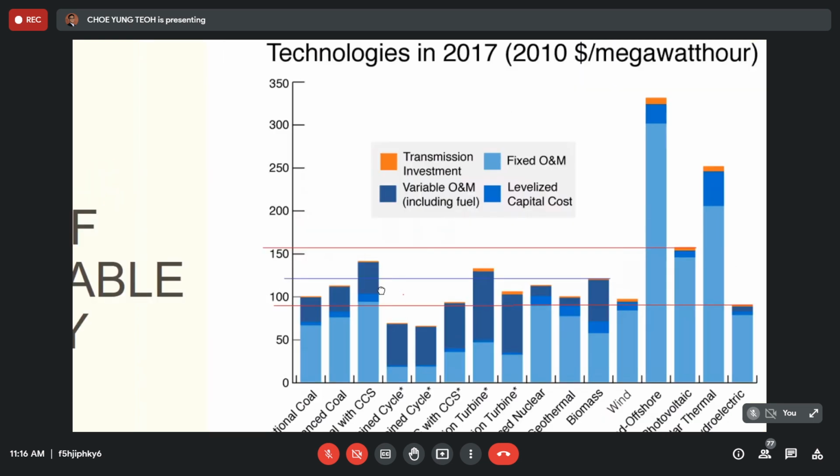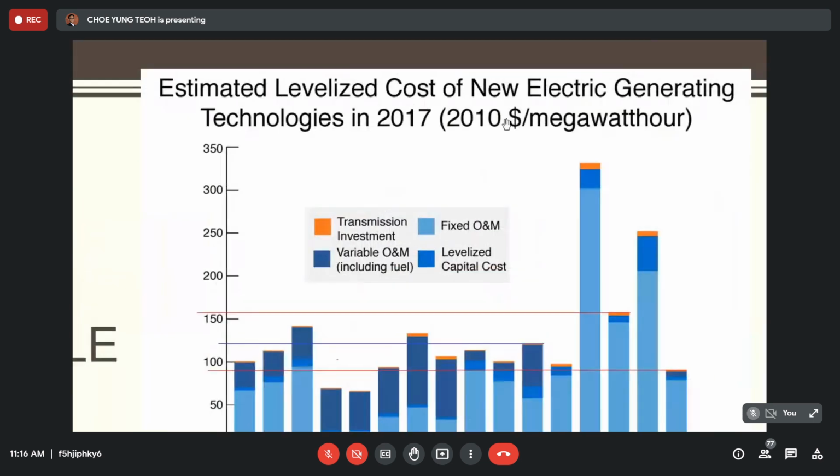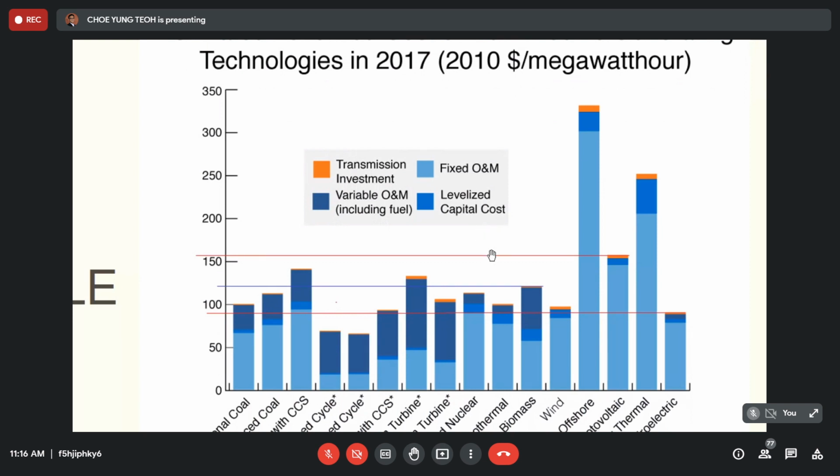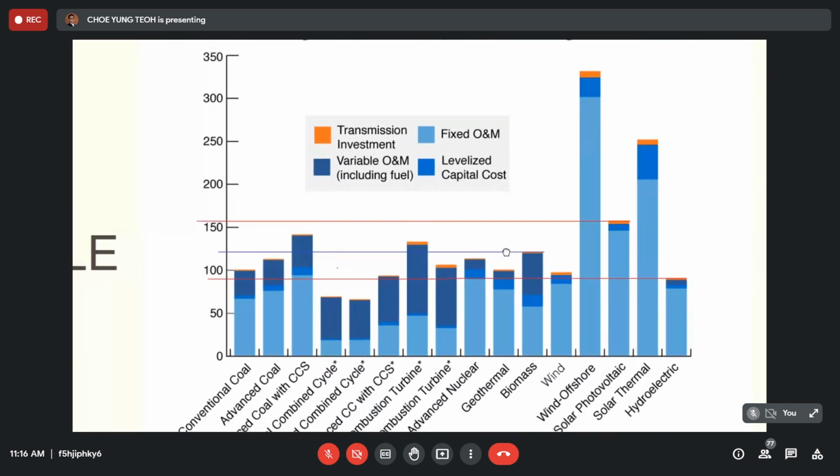Okay, because the cost counted here is USD per megawatt hour. So it refers to the power output, not to the power plant. Okay, so if you have less output, then your cost will be very expensive per megawatt hour of output. Okay, so this is just an average value. Don't think too much. Okay, just a guideline.